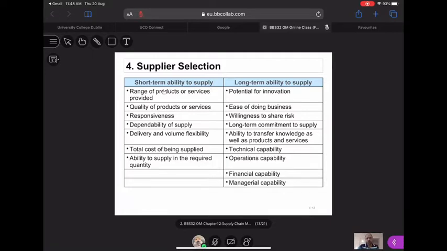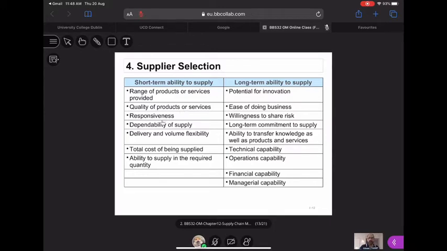So for a short-term supplier, I need to look at the range of products and services provided. Of course, I need to know whether they provide something which I need. If they are unable to provide, I'm not going to even buy from them, even if I buy one time. Of course, quality is also very important. It doesn't mean that because I buy from this supplier one time, I can buy low quality. Then I make my 1,000 products all low quality, and I will not be able to sell. So another thing I look out for is, can this supplier give me quality?